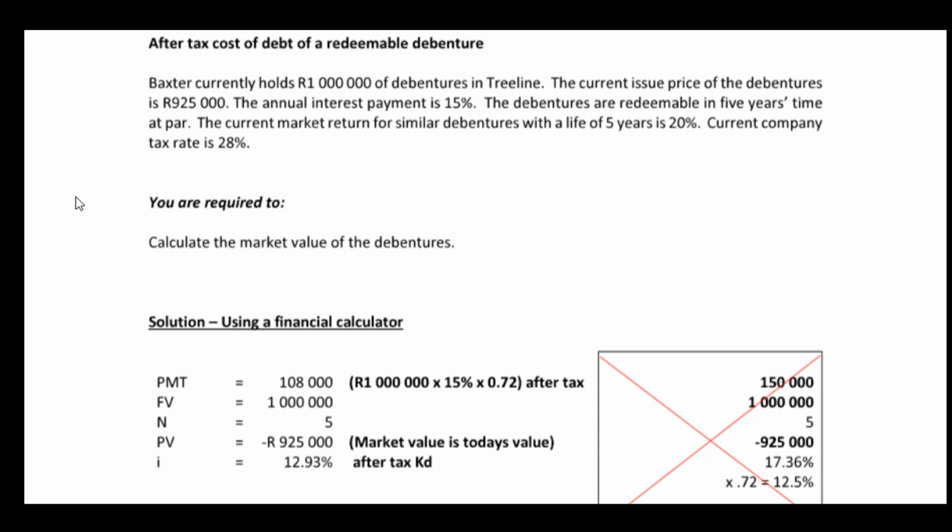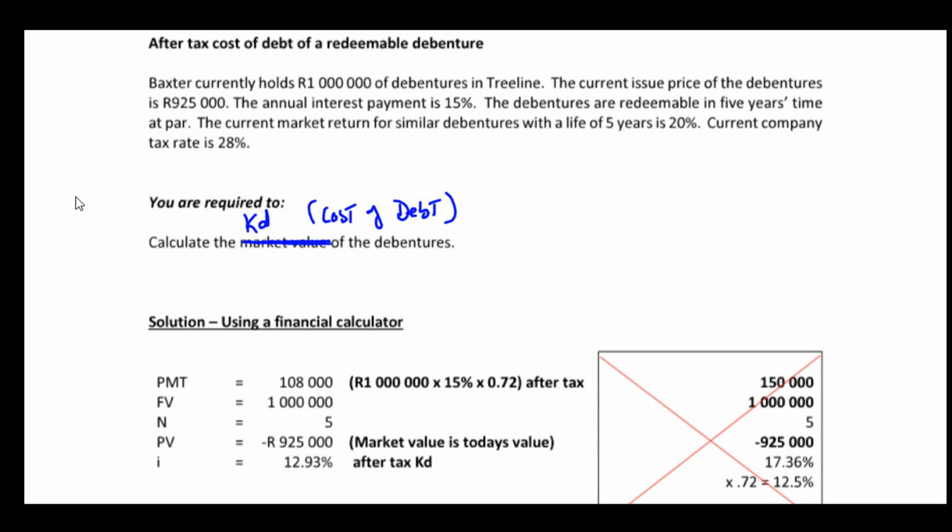The annual interest payment is 15%. The debentures are redeemable in 5 years' time. Again, the maturity value is par value, which is 1 million Rand. The current market return over 5 years is 20%, and the company tax rate is 28%. Right, we want to calculate, actually we don't want to calculate the market value of the debentures. We want to calculate the cost of debt. Okay, so let's just fix that.